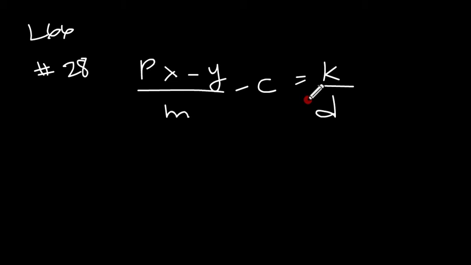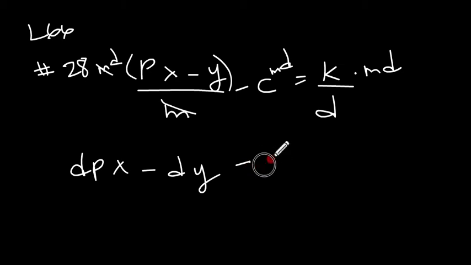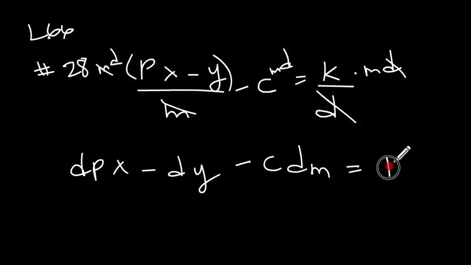It's an equation, so we can get rid of the denominators. If it was an expression without an equal sign, you would have to put it all over the denominator. Okay, your common denominator is md. So you're going to multiply every term by md. So this one gets an md, this one gets an md, and this one gets an md. The m's on this one cross out, so you get dpx, if we put them in alphabetic order, minus dy minus cdm equals, the d's cross out, equals km.